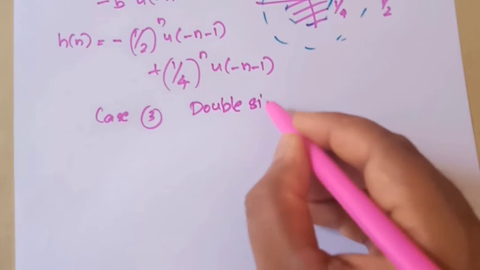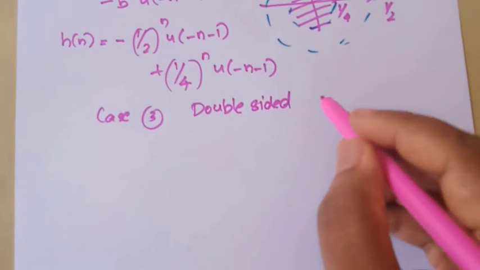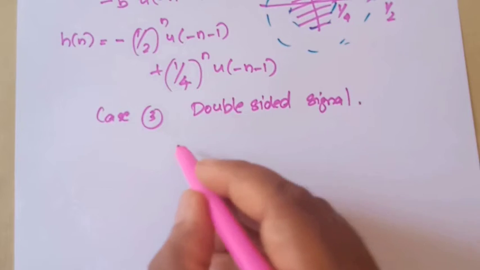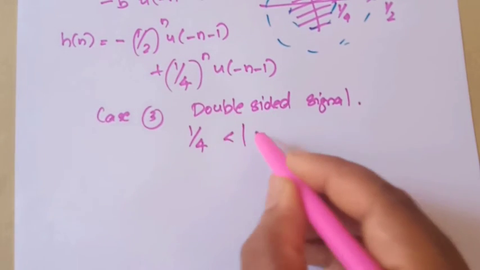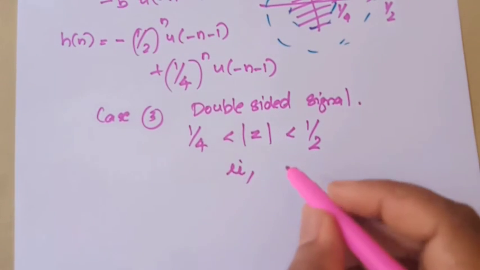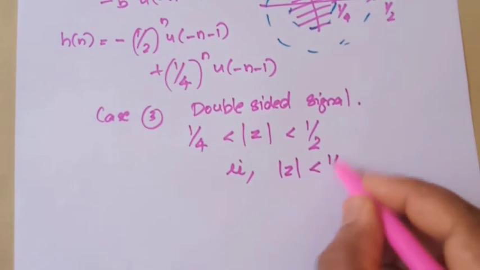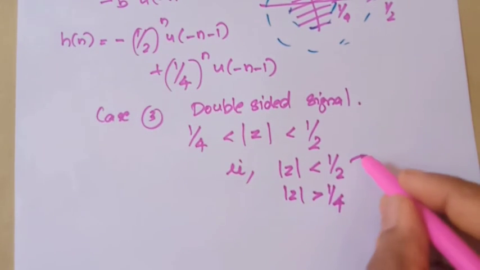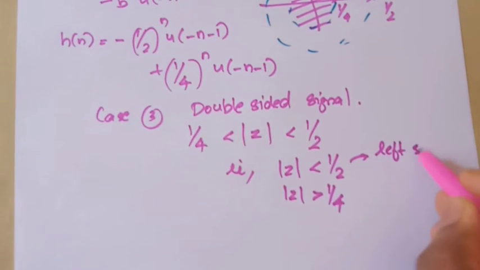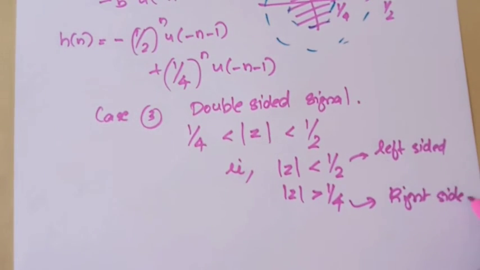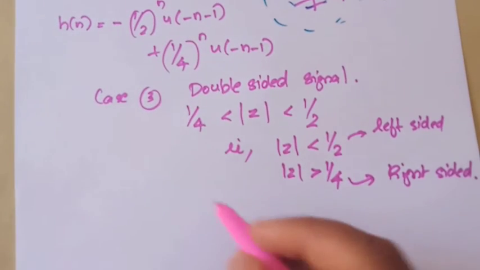Then consider the case of a double-sided signal. Here the ROC will be between 1/4 and 1/2. That is, |z| less than 1/2 and |z| greater than 1/4. The first one is the condition for a left-sided signal, and the second is the condition for a right-sided signal.